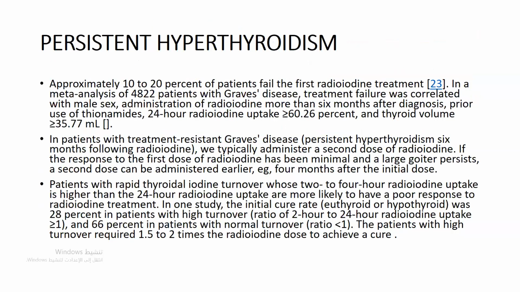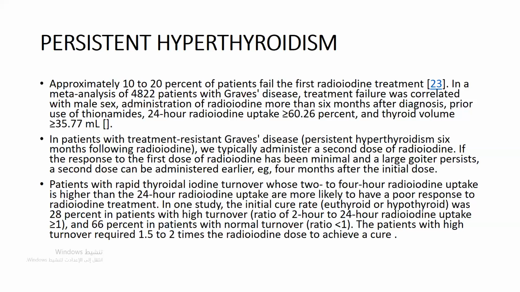Persistent hyperthyroidism, again, as we mentioned before: 10 to 20% of patients fail the first radioiodine treatment. In a meta-analysis of more than 4,000 patients with Graves' disease, treatment failure was correlated with male sex, administration of radioiodine more than 6 months after diagnosis, prior use of thionamide, 24-hour radioiodine uptake more than 60%, and thyroid volume more than 35.77 ml.